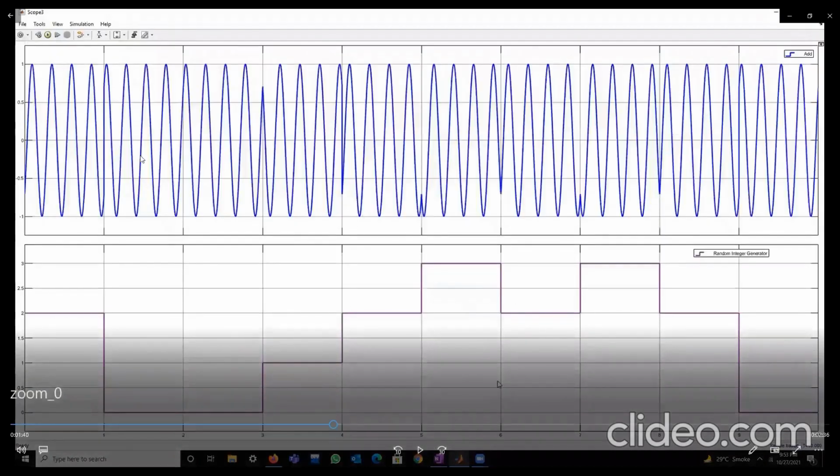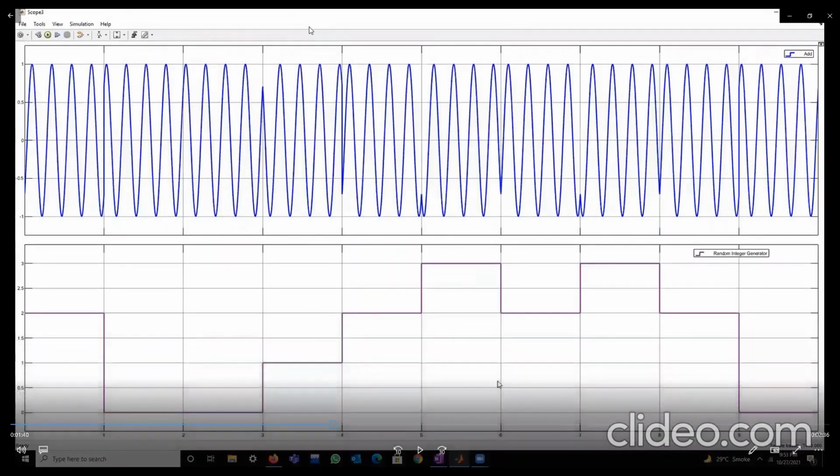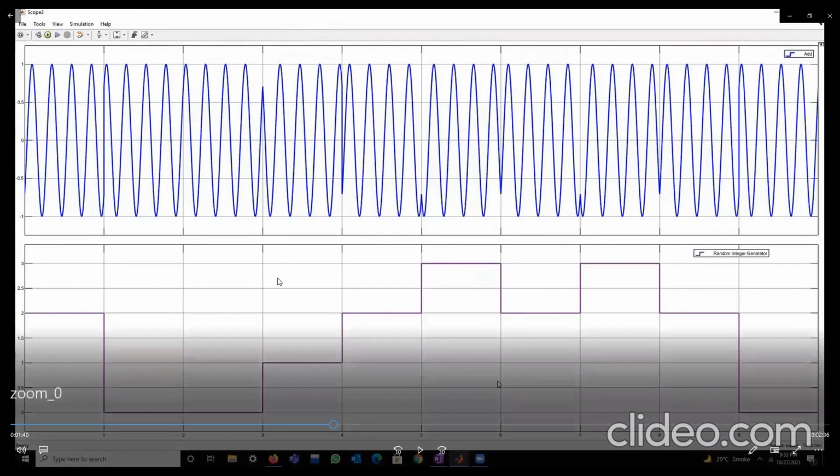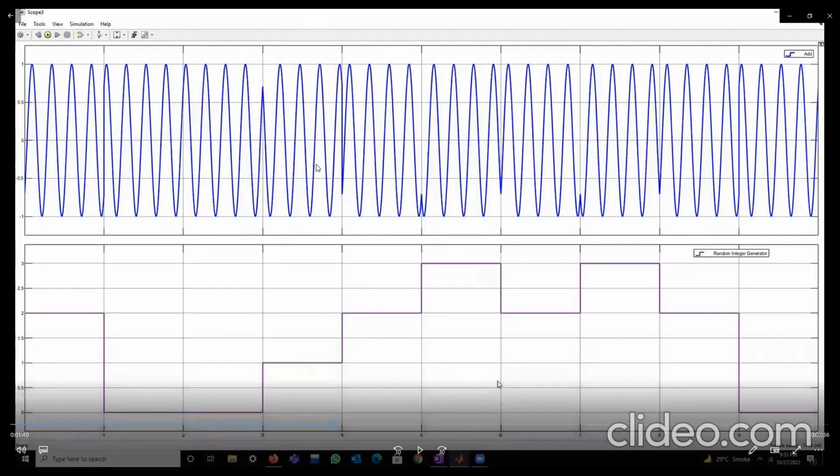So this is the modulated waveform, and this is the input generated by the random integer generator. Now, the random integer generator generates a different waveform at every simulation. In this particular simulation, we are getting this waveform. Now, in BPSK, we know that there is 1 bit transmission per symbol. But in QPSK, there are 2 bits transmission per symbol.